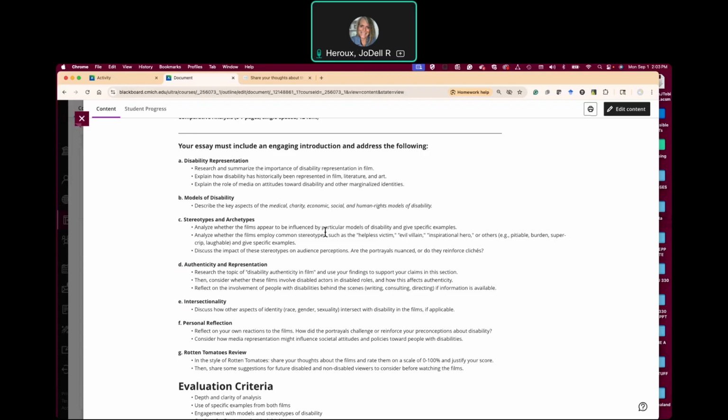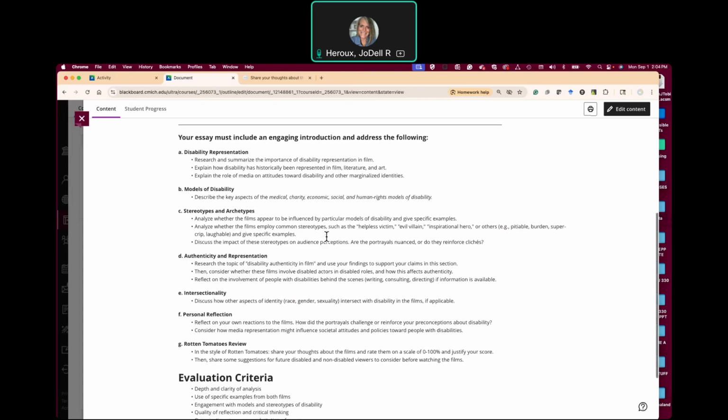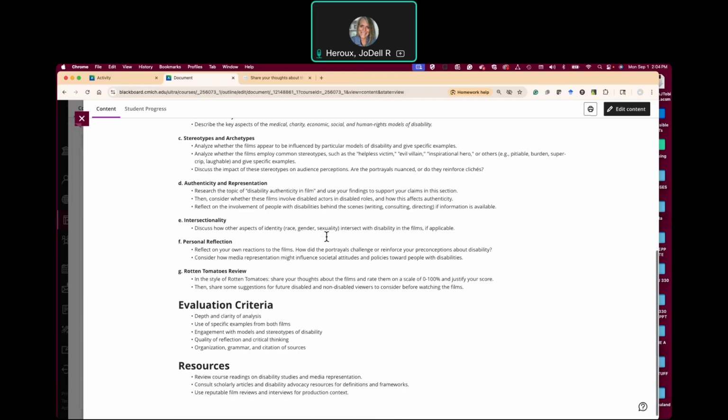So in other words, if the film is challenging negative stereotypes, then you want to say that that's really a good thing for the community, the disability community, but also for the society at large. When we challenge negative stereotypes, that's always a positive thing. Then you will talk about authenticity and representation.